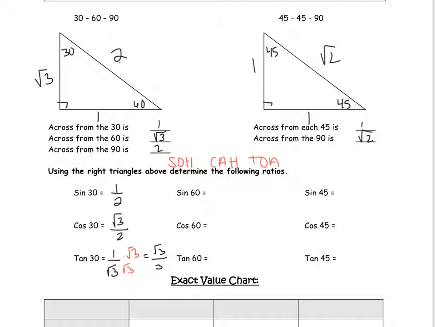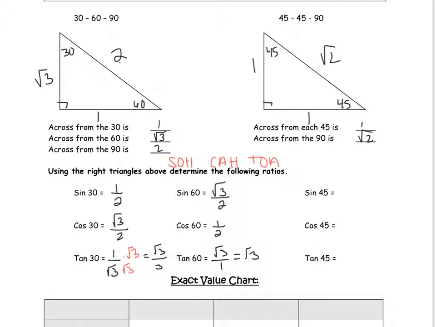All right, now let's move on to 60. So we've got sine, opposite over hypotenuse. So rad 3 over 2. All right, now cosine of 60. Here's 60, here's adjacent, here's hypotenuse, so 1/2. Tangent of 60 is TOA, opposite over adjacent, so rad 3 over 1, which is just rad 3.